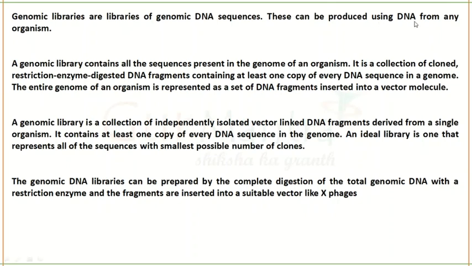These can be produced using DNA from any organism. Any organism's genome you can take and you can produce a genomic DNA library. A genomic library contains all the sequences present in the genome of an organism. A genomic DNA library for a particular organism will contain all the sequences present in the genome of that particular organism. It is a collection of cloned restriction enzyme digested DNA fragments that contain at least one copy of every DNA sequence in the genome. The entire genome of an organism is represented as a set of DNA fragments inserted into a vector molecule. This is what happens in a genomic DNA library.